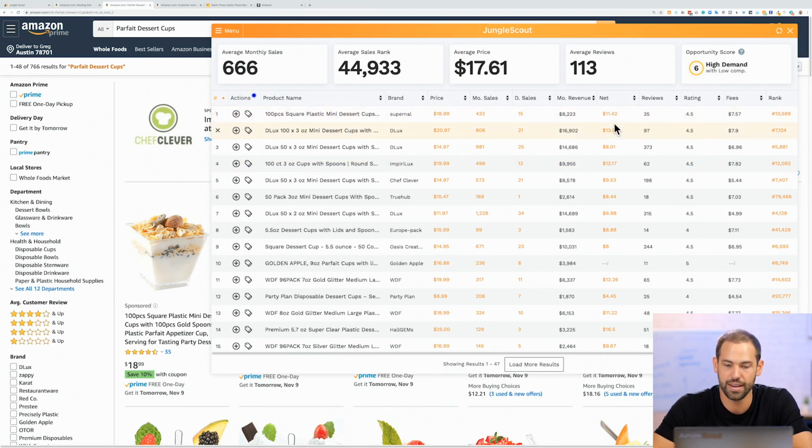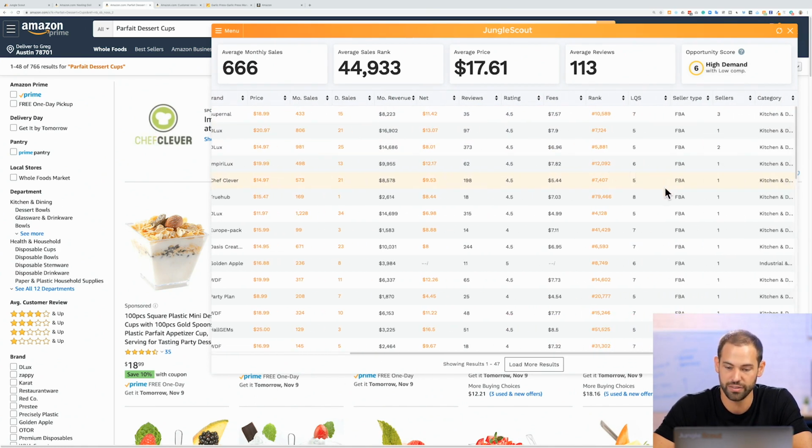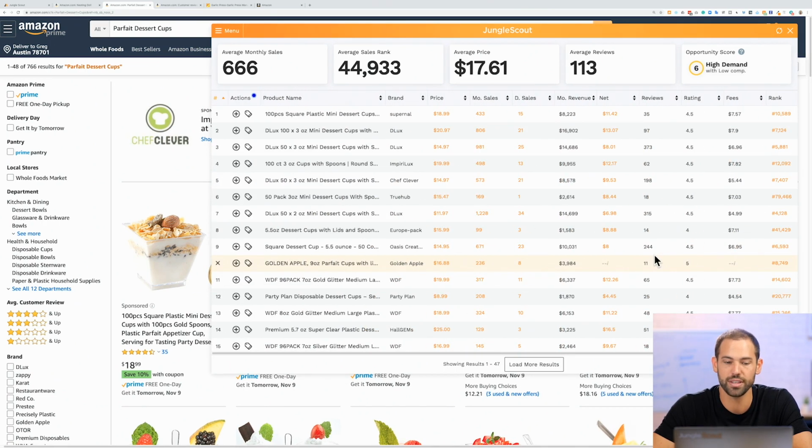The next thing I start to look at is the net. So it's okay, it seems like there's enough money for me to work with there. As far as listing quality score, I see a few 7s and 8s, but I also see 5s and 6s, which I think is perfectly fine. So overall, this is a good enough opportunity, or I'm excited enough about this opportunity, to take it to the next level.